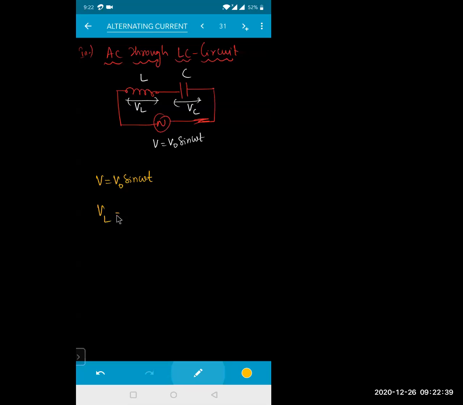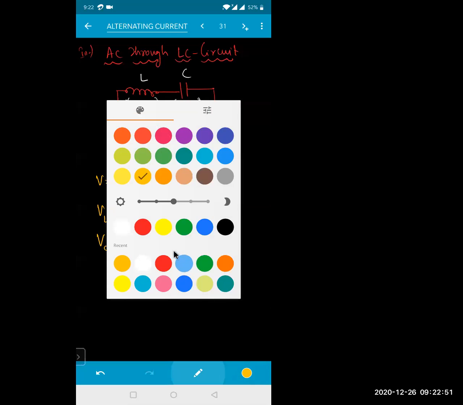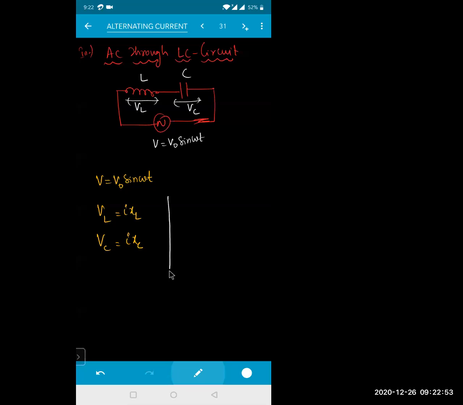Potential across the inductor is equal to I into XL. Potential across your capacitor is equal to I into XC. Isn't it? Now tell me how VL and VC are connected. Can anyone tell me how VL and VC are connected?